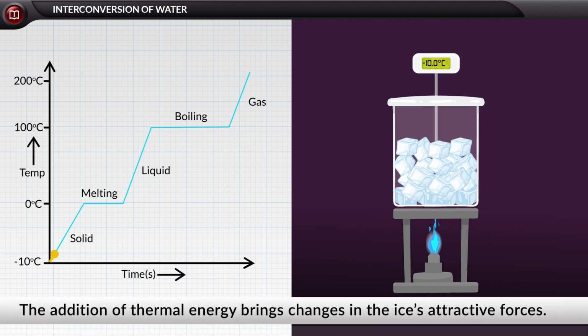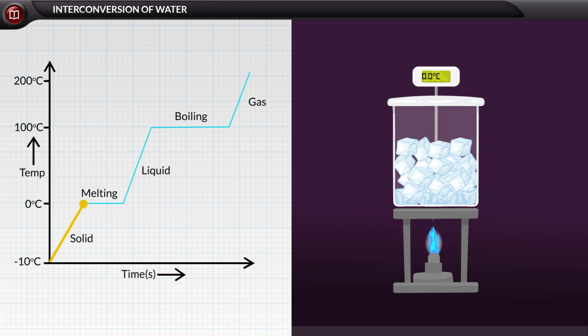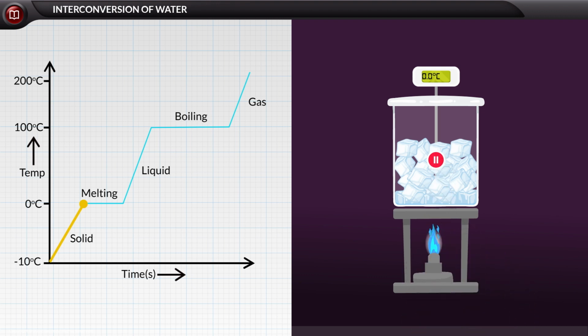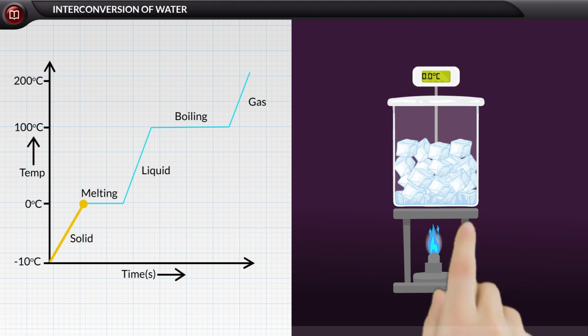As the heat is supplied to the ice, the temperature of the ice continues to climb until it reaches its melting point. At the melting point, as the ice starts to melt and transforms from a solid to a liquid, the temperature remains constant at this point till the whole solid melts.